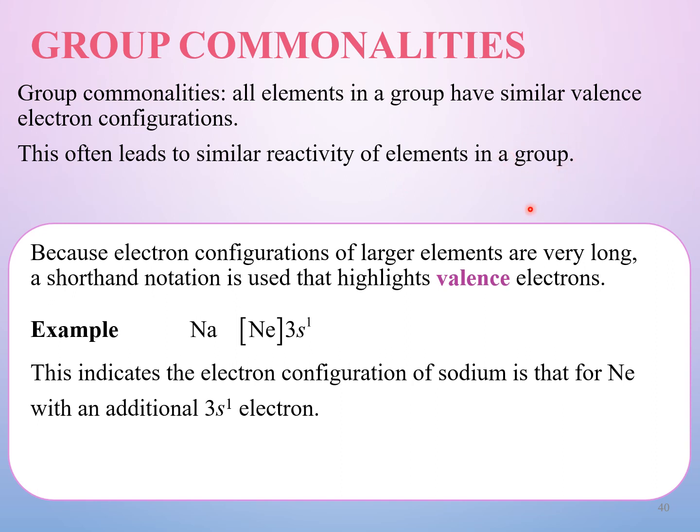Okay, so this is where we talk about the short form. Sodium is neon and 3s1. Instead of writing everything that was in neon, just put neon in there. So instead of the long form, it would have been 1s2, 2s2, 2p6, and then 3s1. You replace this whole term with just neon. Okay, so that was the short form notation.